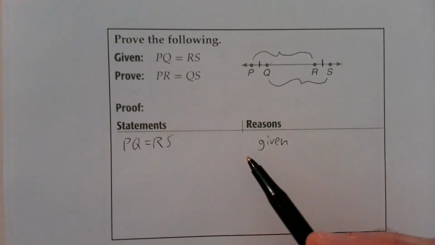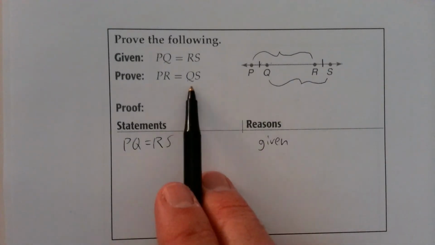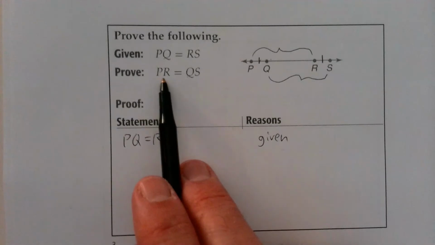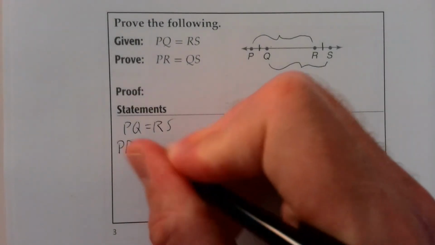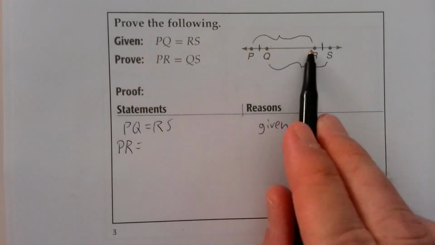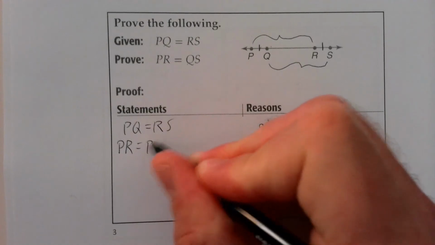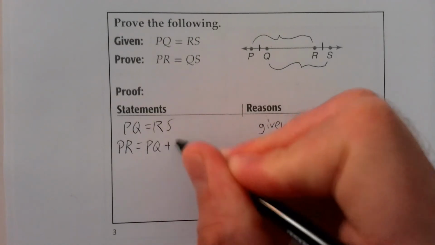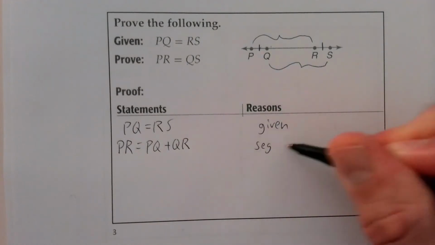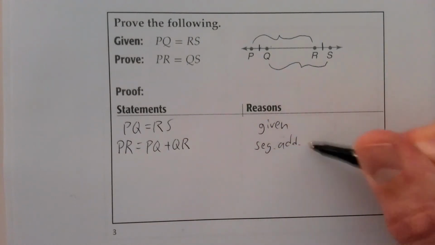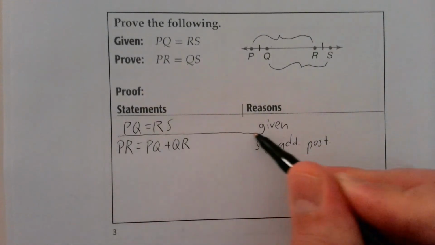Now, one thing I'm going to do is I want to show that PR and QS are the same. So I'm going to write out what PR and QS are. So PR, if I look at that whole length, that's the same as PQ and QR. And that's by that segment addition postulate. I'm going to kind of divide these steps.